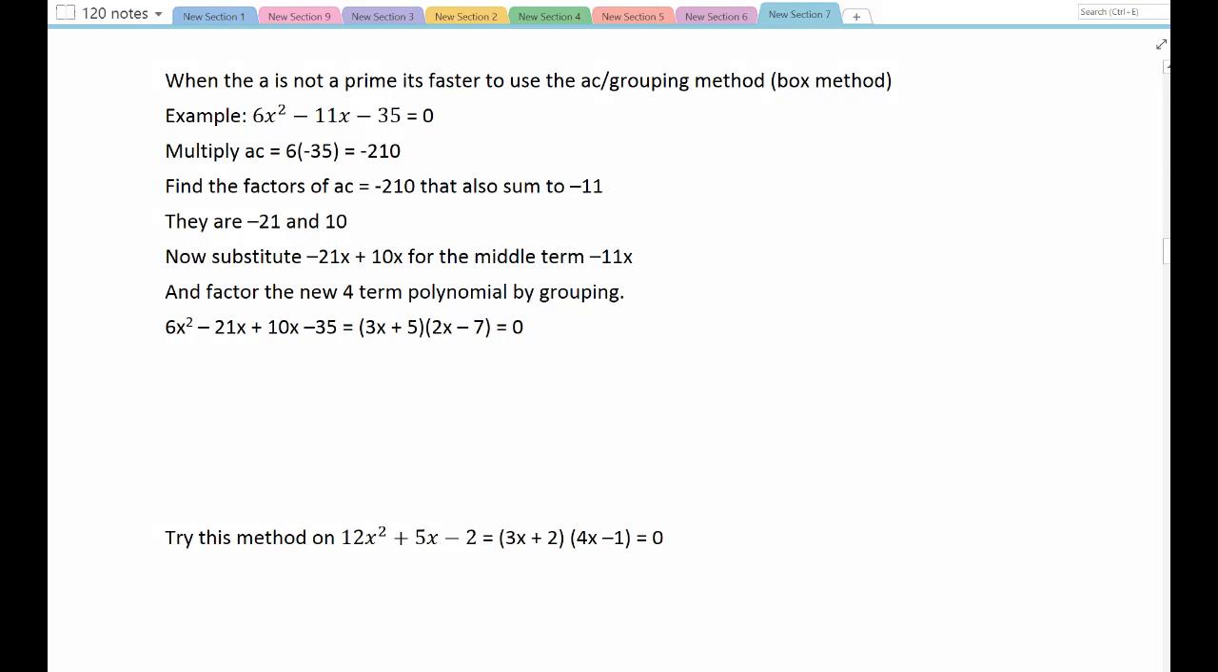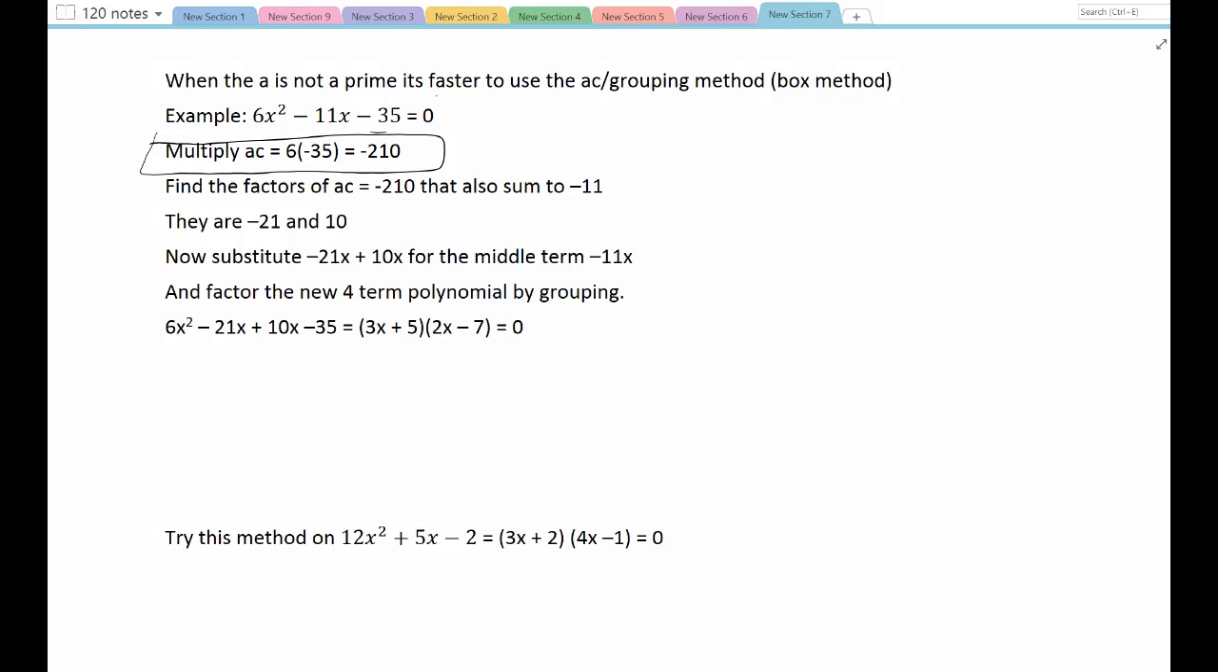Basically this is what you're kind of doing. Alright, so for example, I've got the function 6x squared minus 11x plus 35, and since the 6 isn't prime, I wouldn't use my guess check method, I would use the AC method. What the AC method means is, well, that's what you start off with. You multiply your A term and your C term. In this case it would be 6 and negative 35, which comes out to negative 210.